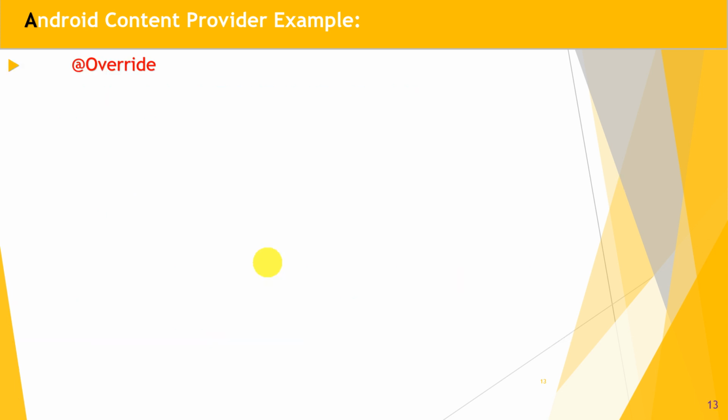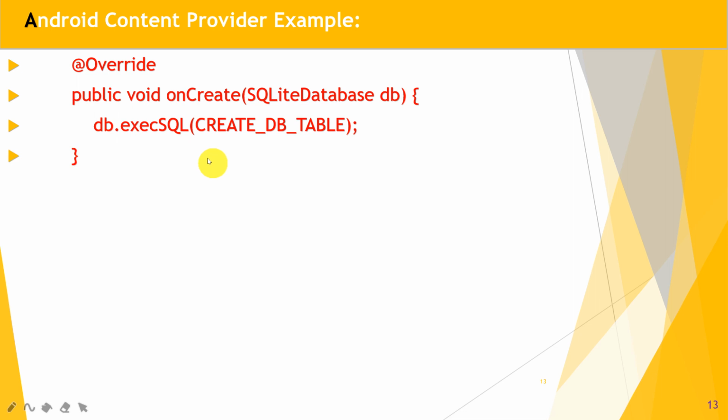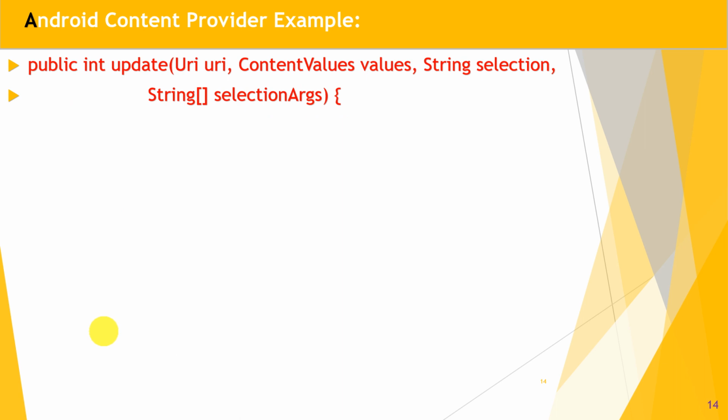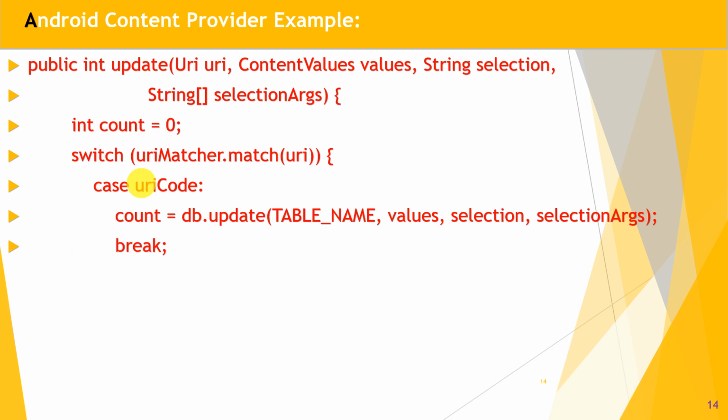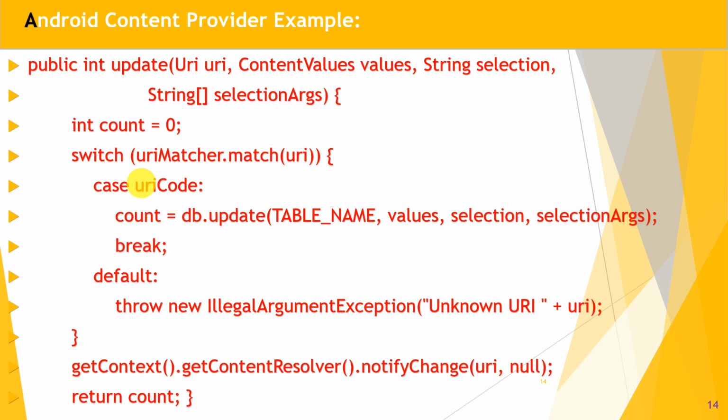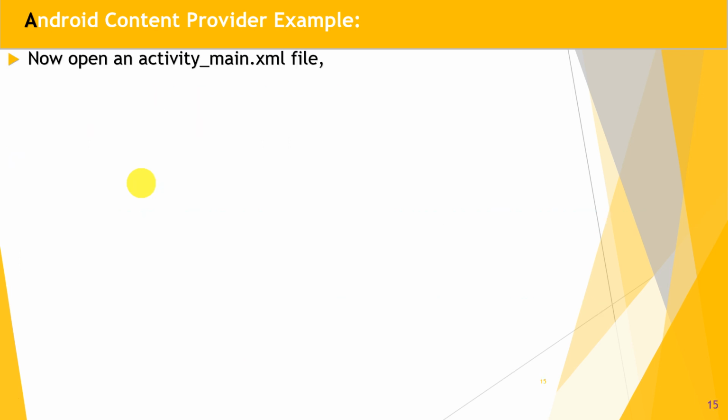After that, override the onCreate method, which actually creates the table and executes the query in the particular database. Then onUpgrade: if the existing table is there, then drop that table and create a new one. Then the update method updates the values in the database. So these are the different methods we want to override. Great guys, hope you understand.